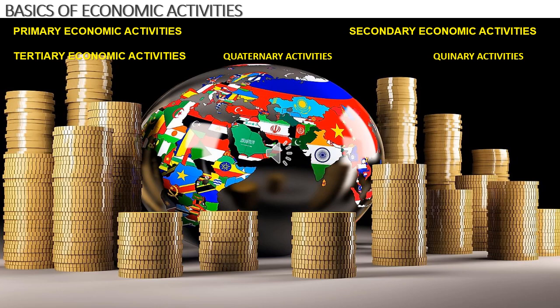So the basics of economic activity. The major and fundamental economic activities are classified as primary, secondary, tertiary, quaternary and quinary economic activities. Initially there were only 3 sectors: primary, secondary and tertiary. The modern world has added 2 more economic activities, quaternary and quinary.